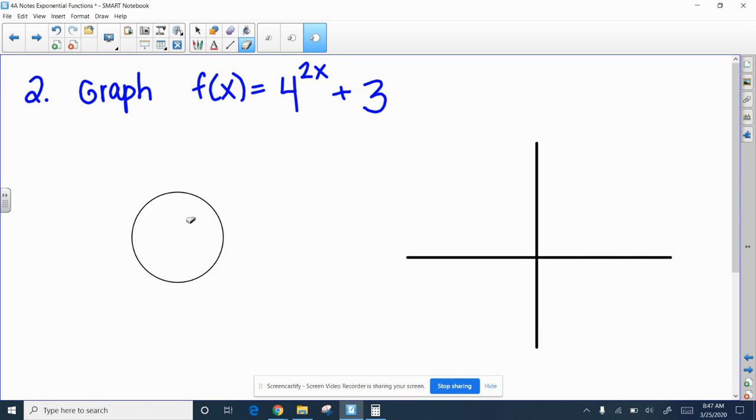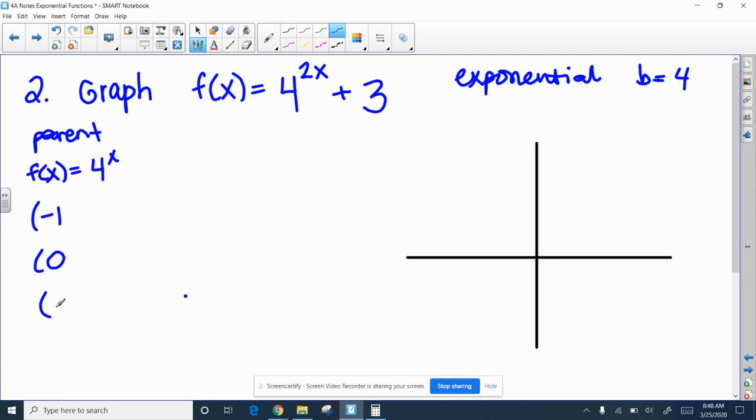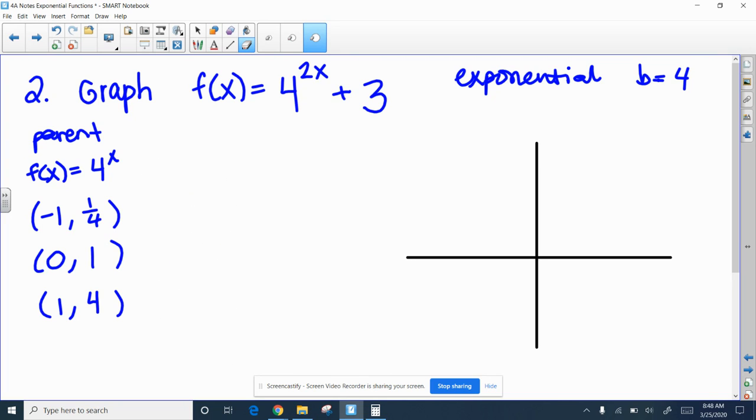So anytime we're graphing a function using transformations, we need to know the parent function. On this one, our base, it's still exponential. We have 4 to the 2x power, and our base is 4. So our parent function is f of x equals 4 to the x power. That's the function without any transformation. So to find my starting points, I'm using -1, 0, and 1, and plugging those in. If I plug -1 into the parent function, we have 4 to the -1 power. Remember, that's a fraction, 1 over 4 to the 1, which is 1/4. If I plug in a 0, we have 4 to the 0, which is 1. And if I plug in a 1, we have 4 to the 1, which is 4. So those are our parent function points.